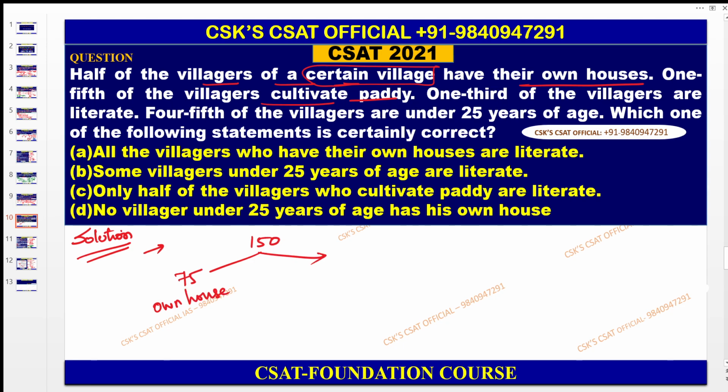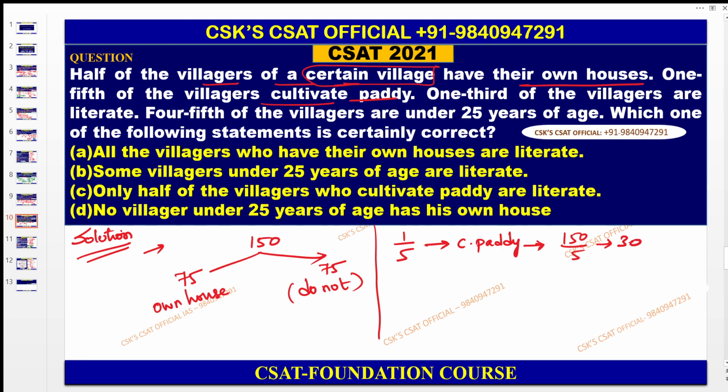Then 75 do not. Now read it carefully. 1/5 of the villagers cultivate paddy. Now you can say this: 1/5 of the 150, that is nothing but 30. Easily you can calculate. So that is why we are considering these things.